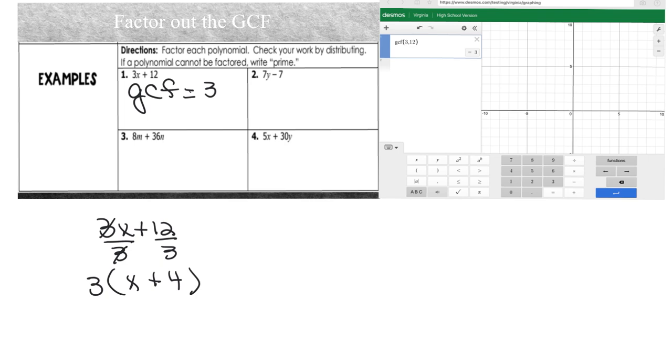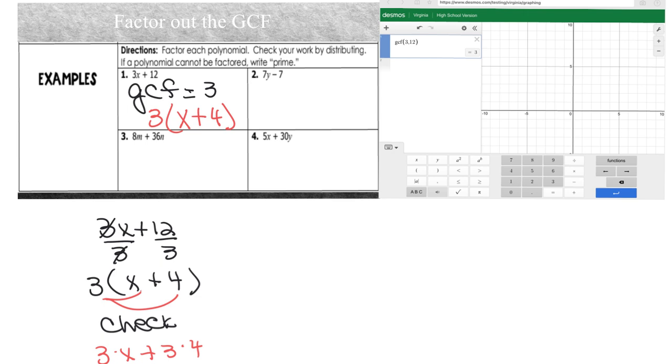Therefore, factored, 3x plus 12 becomes 3 times x plus 4. We can check this using distributive property. That would mean we would be multiplying everything inside by 3. So I would have 3 times x plus 3 times 4. And that would give me 3x plus 12. So my answer for number 1 is the GCF times x plus 4.